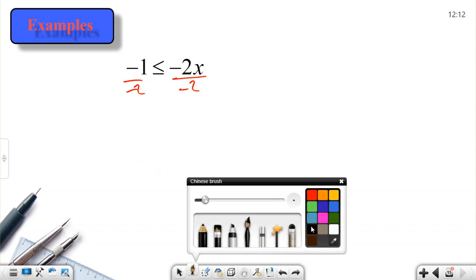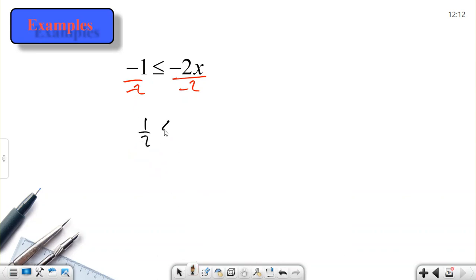Sorry, let's write with black color. 1 over 2 is less than or equal to x. You can say no, why is it wrong? Because when you divide both sides by a negative number, the inequality sign must change. It was less than or equal, now it's become greater than or equal.